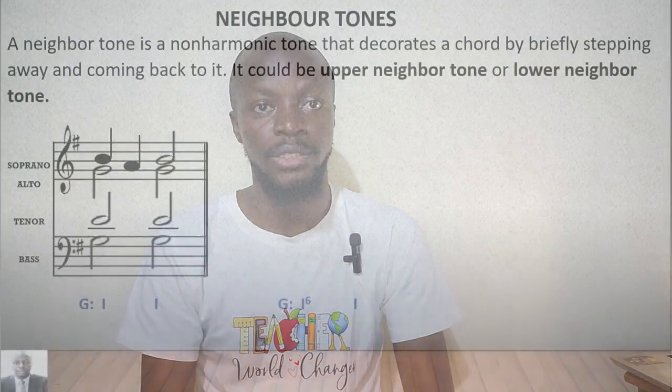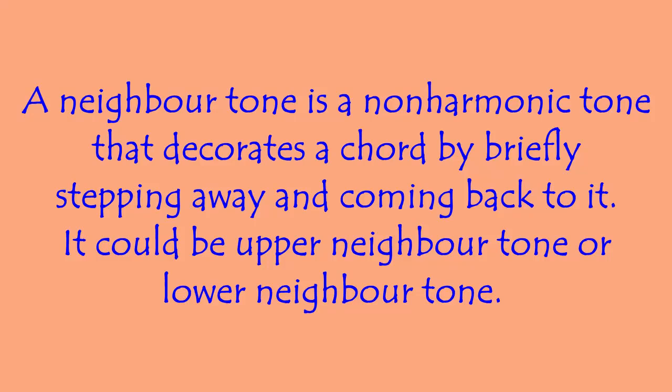All right, everyone, welcome back to our discussion on some embellishments you can use to write for four-part harmony. In this lesson, we're going to talk about the use of neighboring tones, or neighboring notes. The question is, what is a neighboring tone? A neighbor tone is a non-harmonic tone that decorates a chord by briefly stepping away and coming back to it.